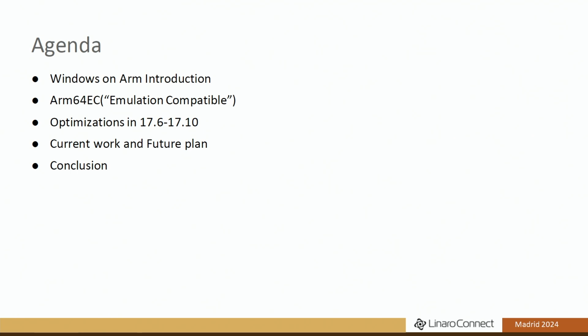Here is the agenda for today. I will talk a little bit about Windows on ARM, and then talk about ARM64EC, or the emulation compatible. Why do I need to talk about that? I'll mention it, and then I will talk in detail about the optimizations in MSVC from 17.6 to 17.10, followed by the current work and the plan for MSVC. And then I will conclude my presentation for today.